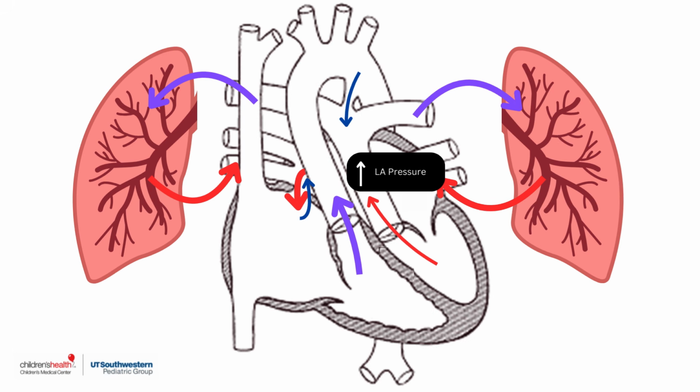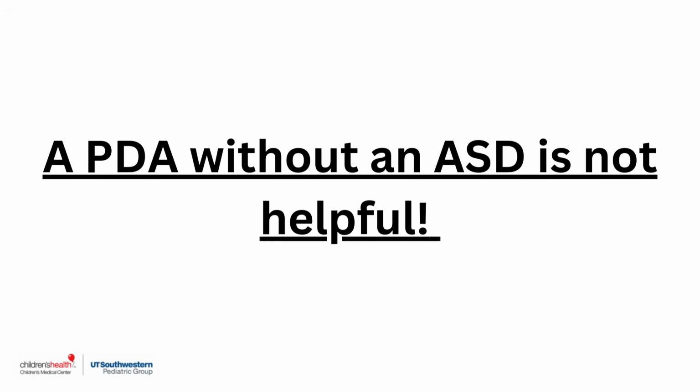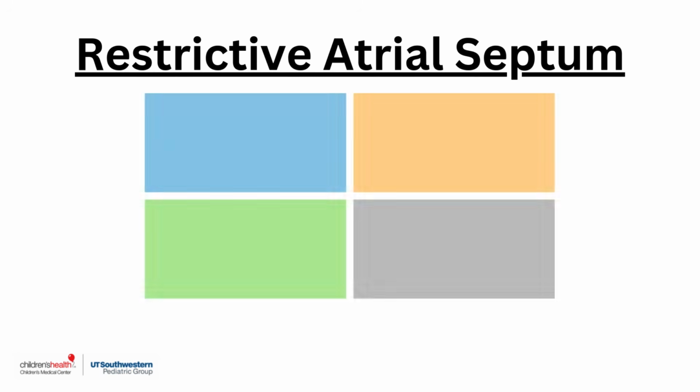So the PDA can be quite helpful in improving oxygenation through increasing QP and then ultimately increasing mixing across the atrial septal defect. Based on this physiology, it is important to remember that a PDA without an ASD is not helpful. So that brings us to a restrictive atrial septum.